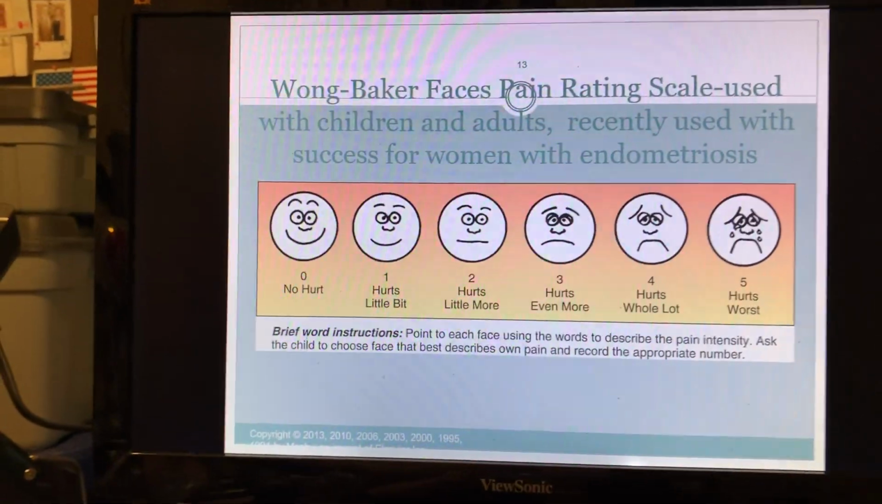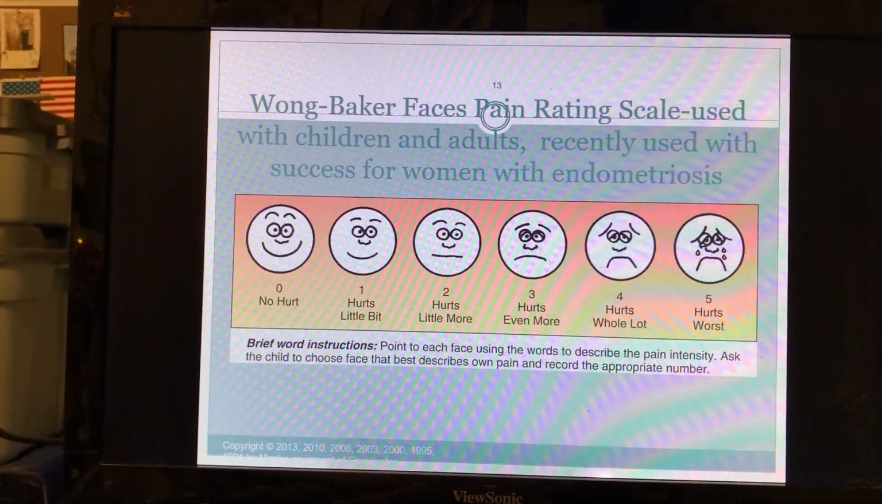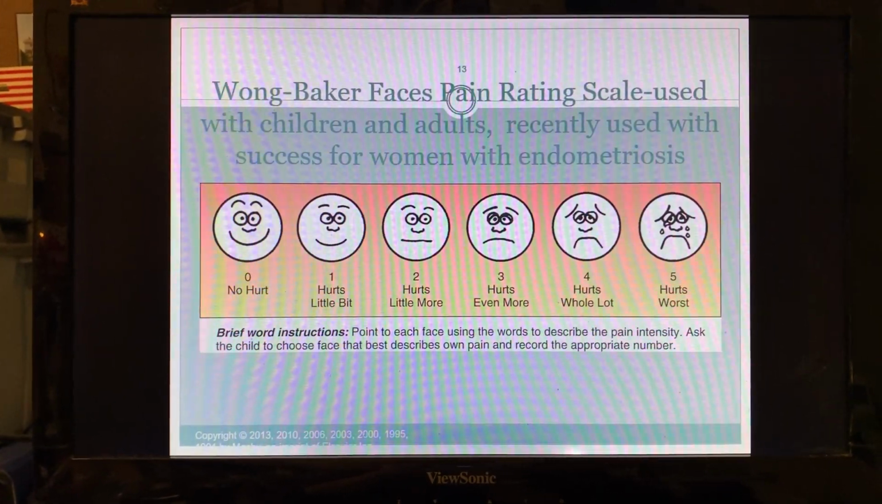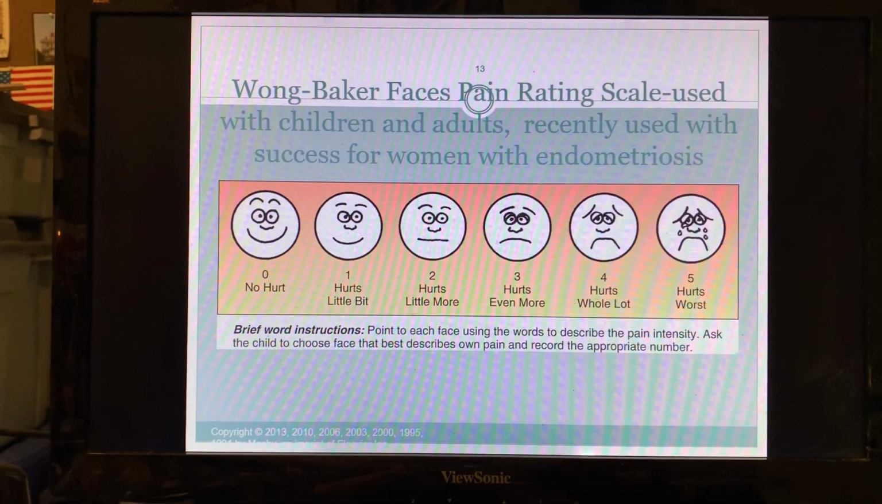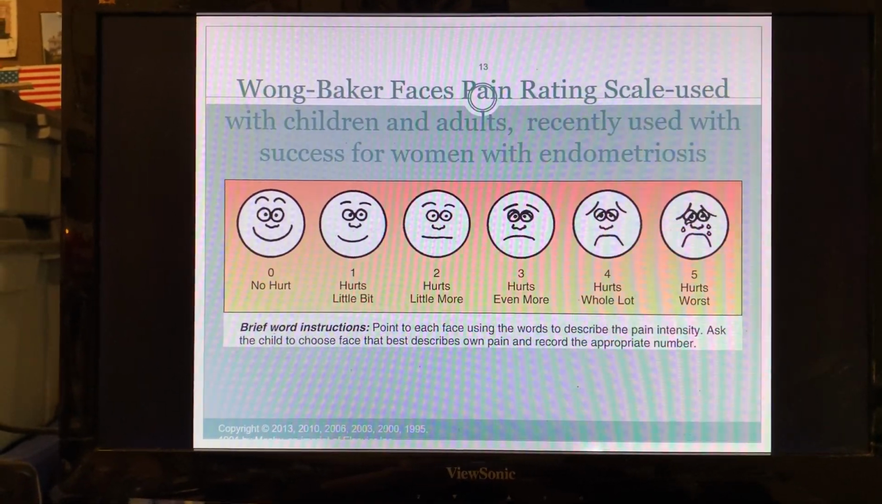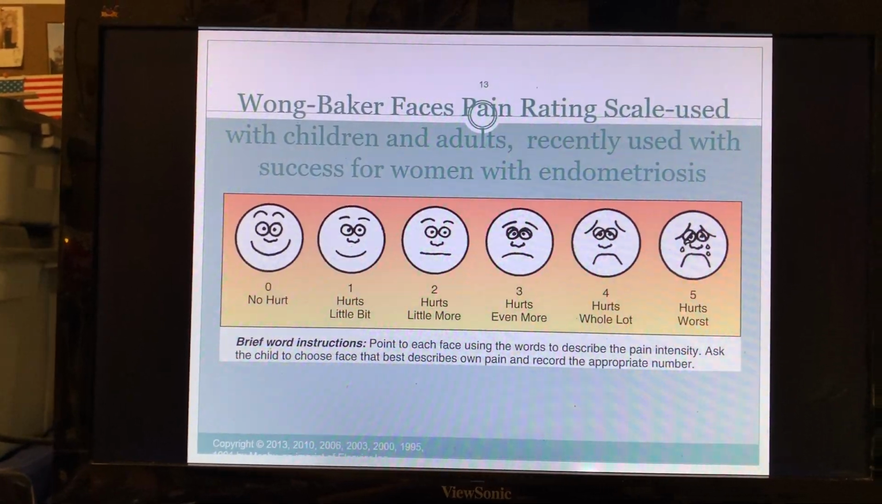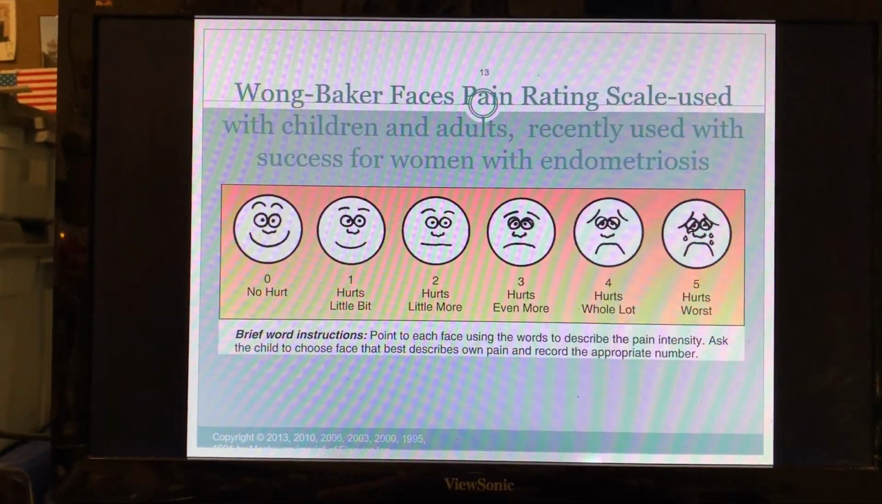This has had a lot of good effect. This is called the Wong-Baker FACES pain rating scale, used both with children and adults. And recently, it has been used with great success for women who have endometriosis.